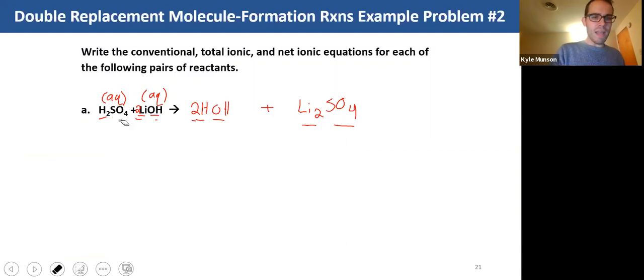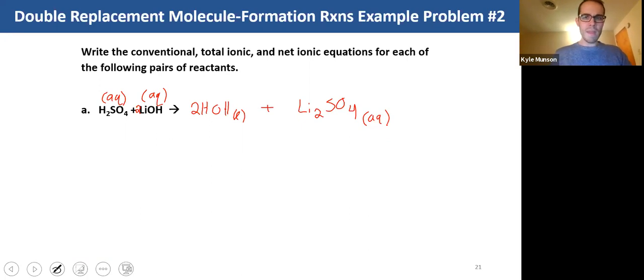That's why I wrote it as HOH instead of H2O. It's just to help you visualize what's going on here. But if you wrote it as H2O, it would still be correct. So this is going to be a liquid, water, and this is going to be aqueous. Again, we've done problems like this before.